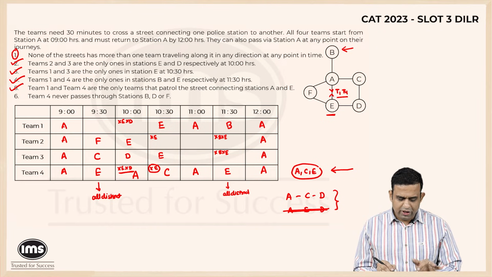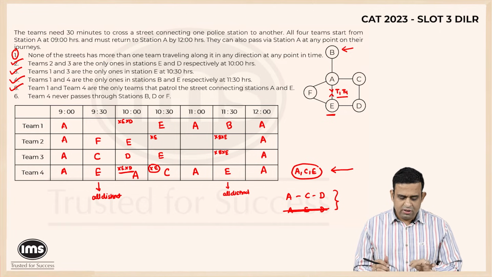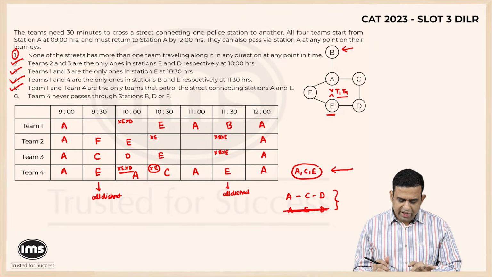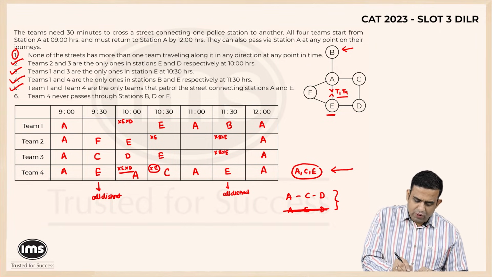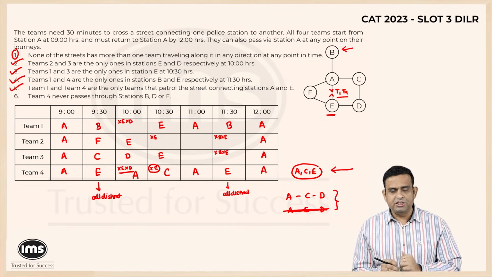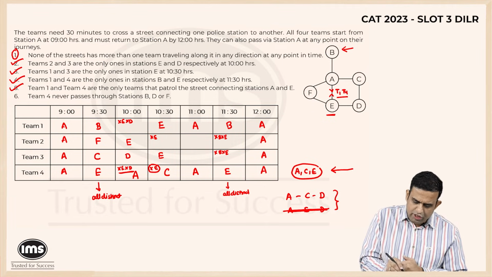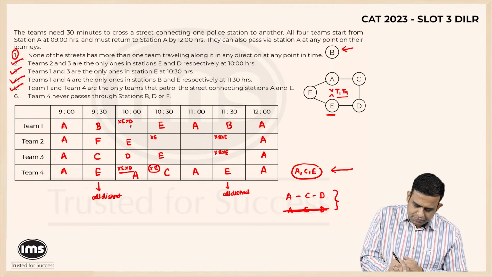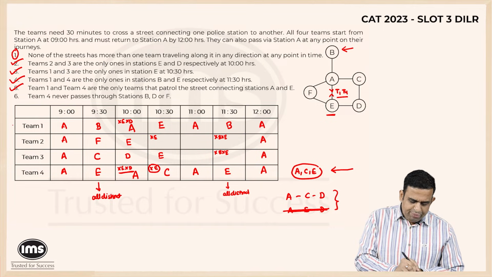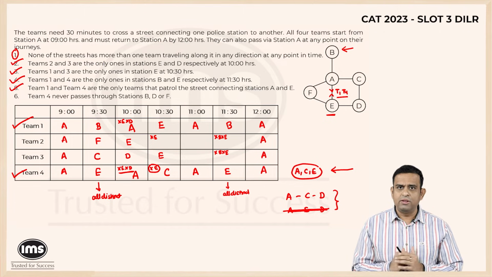And as you can see over here, at 9:30 each of the teams has to be at a different station, and we have already used F, C and E. That means team number 1 at 9:30 must have reached station number B. And if they have reached station number B at 9:30, the only place they can reach at 10 o'clock can only be A. So you can see team number 1, we know the path completely. Team number 4 also we know the path completely.